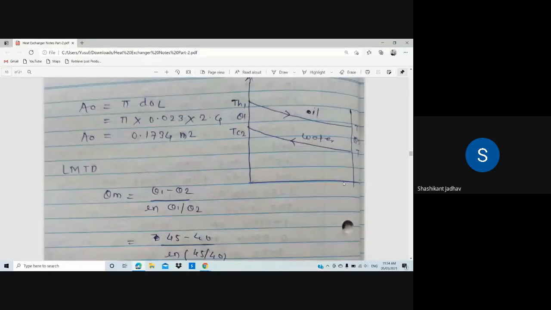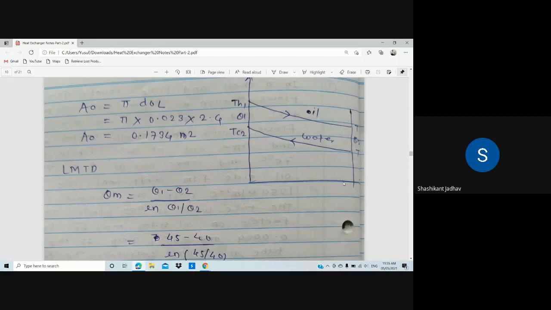Okay, so how to calculate AO? AO is nothing but pi into DO into L. The outer diameter is given as 0.023 and the length is given as 2.4. From that we calculate AO. The value of AO is 0.1734 meter square. For the calculation of Q, Q is equal to UO into AO into theta m.